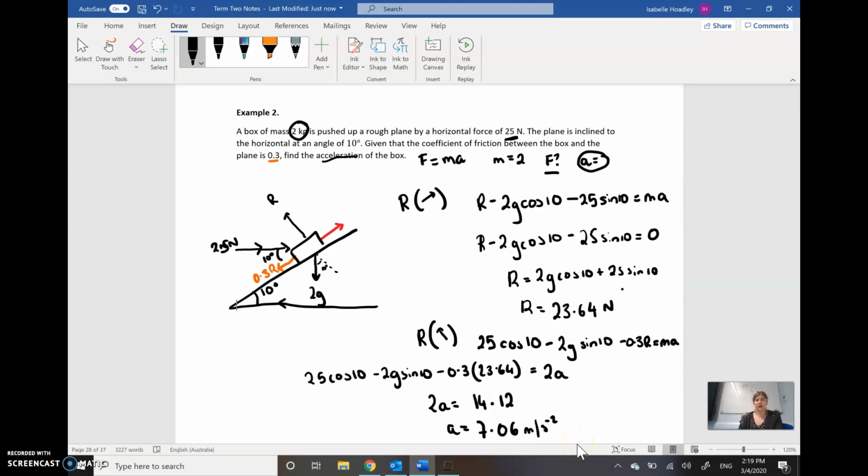Now, in general, the maximum significant figures we've got here is 2, so I'm going to give this to 2 significant figures. My acceleration will be 7.1 meters per second squared. Lovely. All right, there we go.